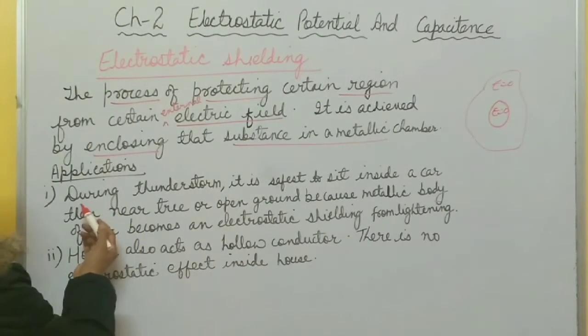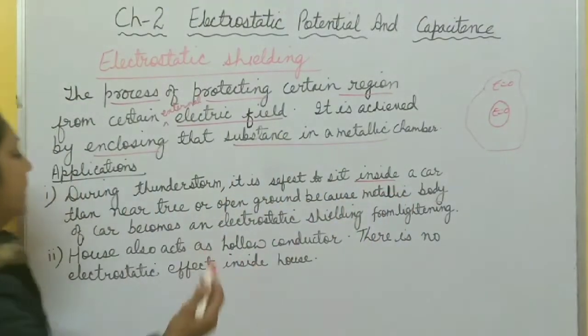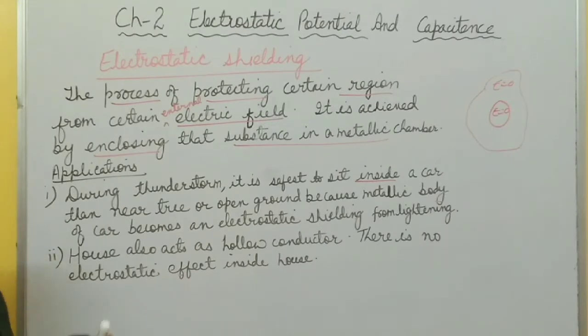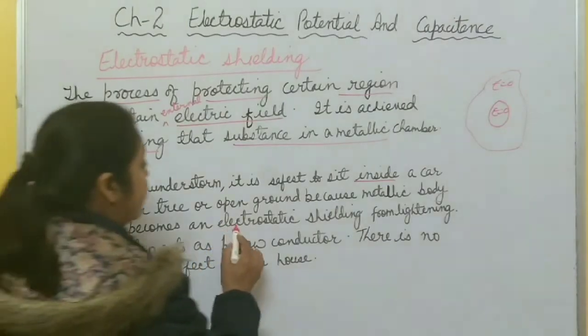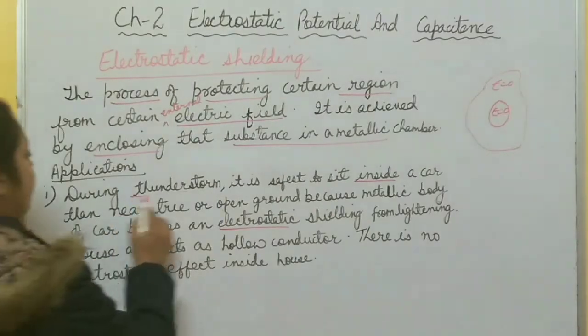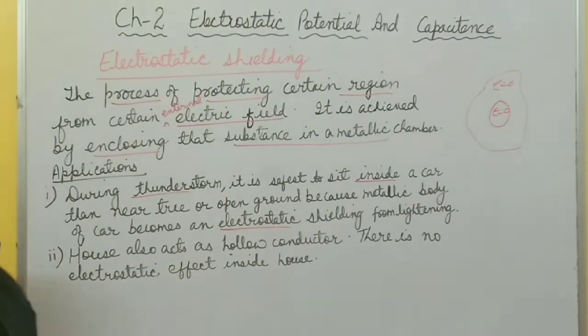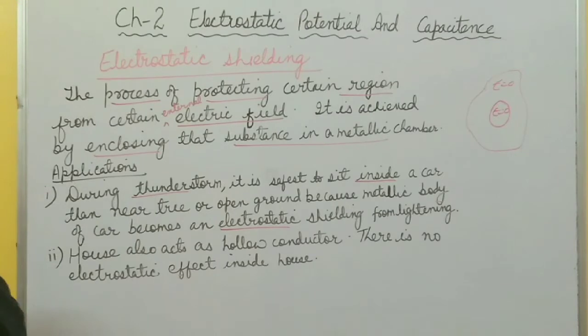Application: during a thunderstorm, it is safest to sit inside a car rather than near a tree outside the car. Why? Because the metallic body of the car acts as electrostatic shielding and protects from lightning. There is no electric effect inside the car, so it is safest to sit inside the car during a thunderstorm. Second, your house also acts as a hollow conductor, so there is no electrostatic effect inside the house either. This is a very small topic about electrostatic shielding. Please take a screenshot.